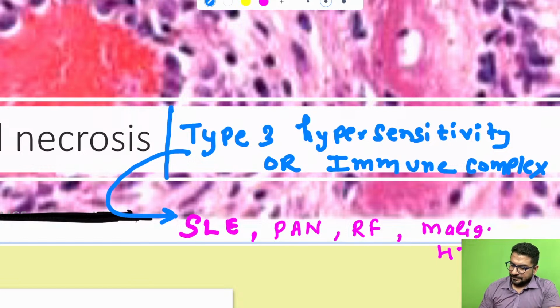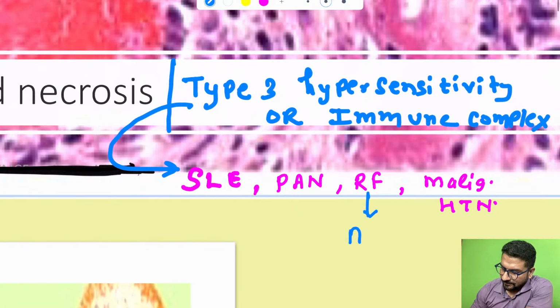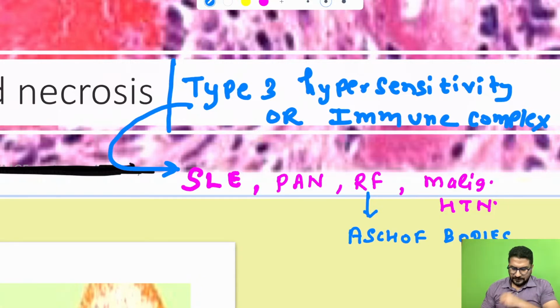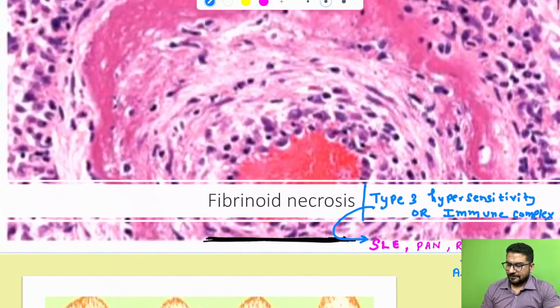In rheumatic fever, because of fibrinoid necrosis, what you will notice is the formation of bodies, and these bodies are called Aschoff bodies. So this is about your fibrinoid necrosis.